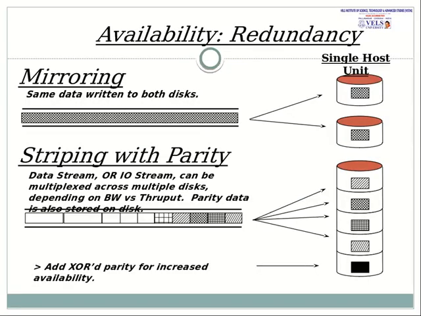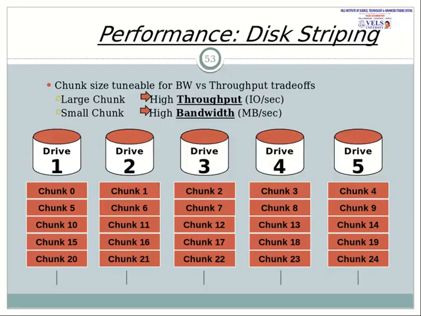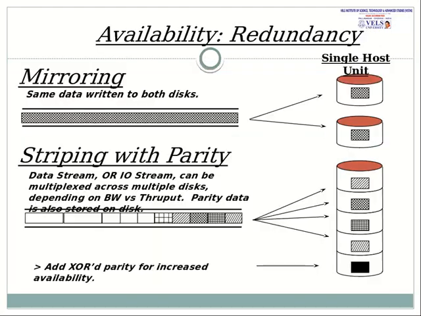First one, next one is availability. This is for performance, based on the throughput and bandwidth. And the next one is availability, that is redundancy. So here, mirroring and striping with parity. The same data is written to both disks, meaning the same pattern will be moved in a single host unit, that is 1 and 1.